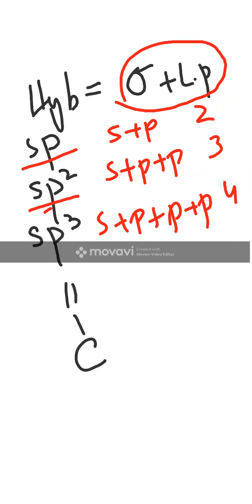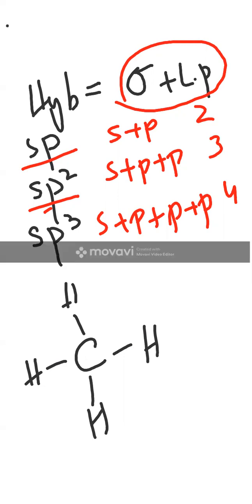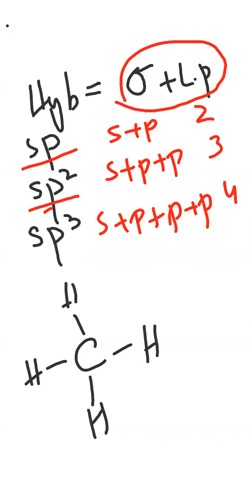CH4. अच्छा, हाइब्रिडाइजेशन किसकी फाइंड करते हैं? द सेंट्रल एटम की. Carbon is the central atom in organic chemistry. If there are 6 carbon, so every carbon is central atom, and you have to find hybridization of every carbon separately. OK, so what is the hybridization of carbon in methane? There is no lone pair in carbon. A carbon doesn't have any lone pair. It means you have to count sigma bond only.